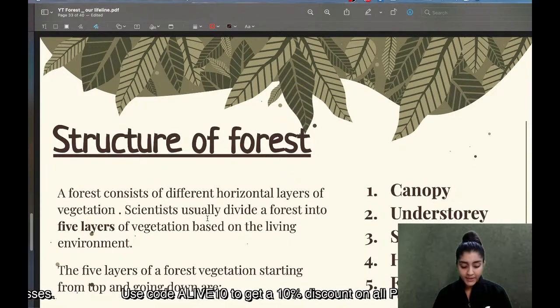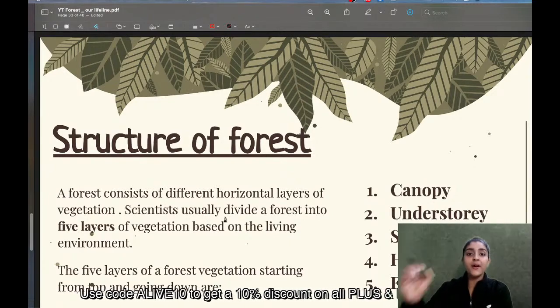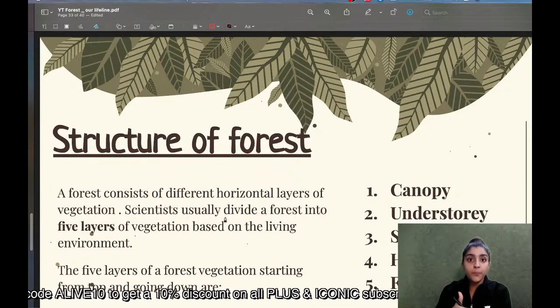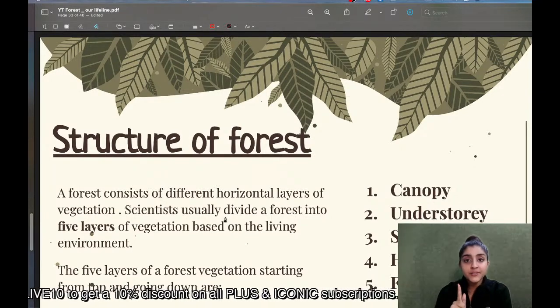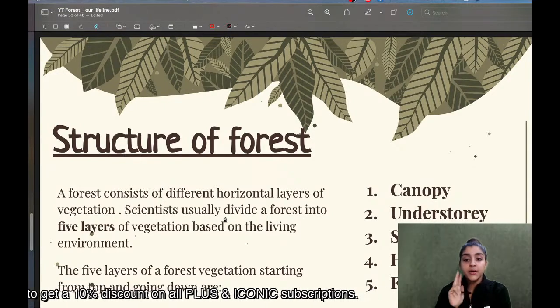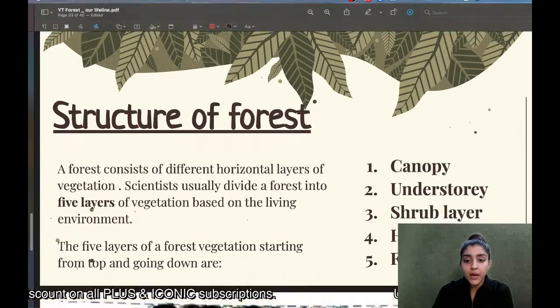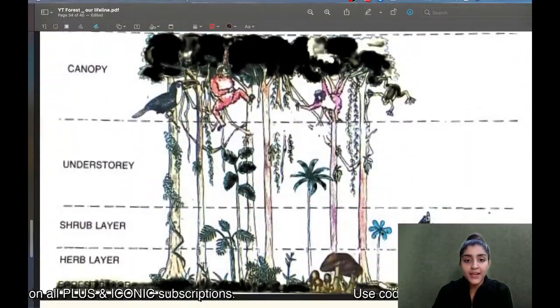As you can see on your screen, the 5 layers of a forest are canopy, the topmost layer, then we have understory, shrub layer, herb layer, and forest floor. I know my screen is coming up on that, don't you worry, I'll quickly explain that.